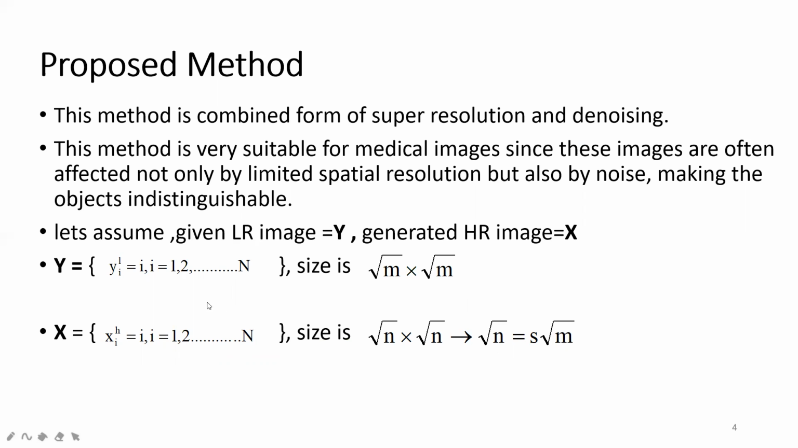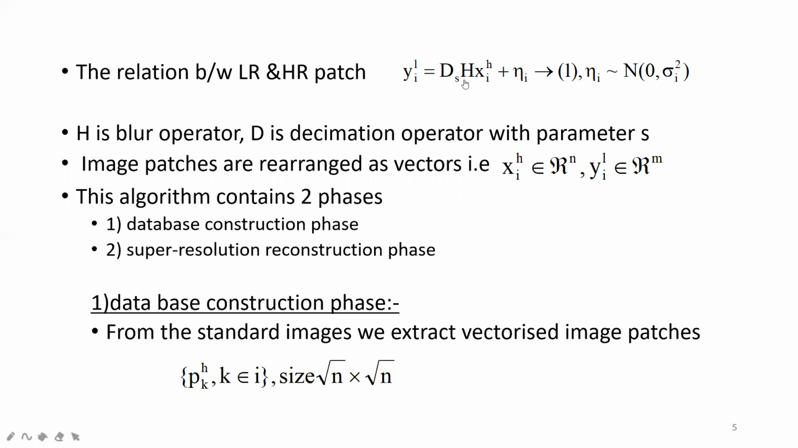We know these are the representations of the LR image and HR image. Now I am going to give one relation between these images. That is, this is the equation. By this equation, we are going to get the low resolution image from X_i^H. X_i^H is the highly resoluted image. So this is the relation between the low resoluted patch and the highly resoluted patch with some additional noise, and the noise has mean 0 and variance sigma_i squared. And D is the decimation operator, H is the blur operator. So by using this equation, we are going to get the low resoluted patches.